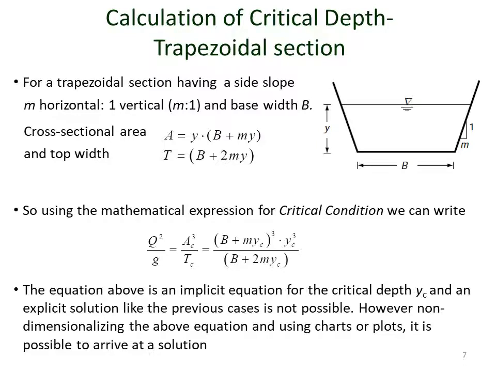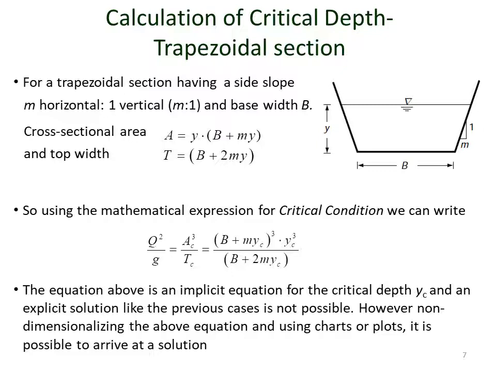Now, having discussed the calculation of critical depth for rectangular and triangular channels, now we move on to calculation of the critical depth for trapezoidal channels. So here also we assume that the side slope of the channel is given by m:1, and the base width here is capital B.